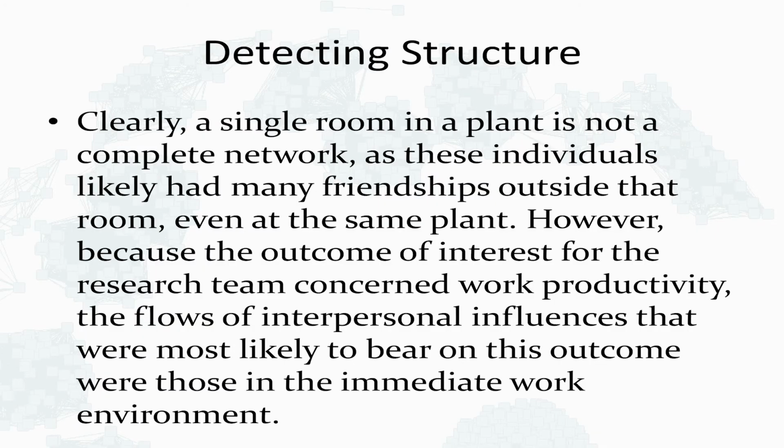So clearly, a single room in a plant is not a complete network of the plant, and it's not a network of these people's families, right? They had lots of ties outside of it. And as we'll talk about later, when we think about boundary issues and defining your networks, it's theory. It's theory that helps you, right? There's no place that it ever stops. The social structure just keeps going and going. It's theory that gives you a reason and a substance to stop collecting data at a certain place.